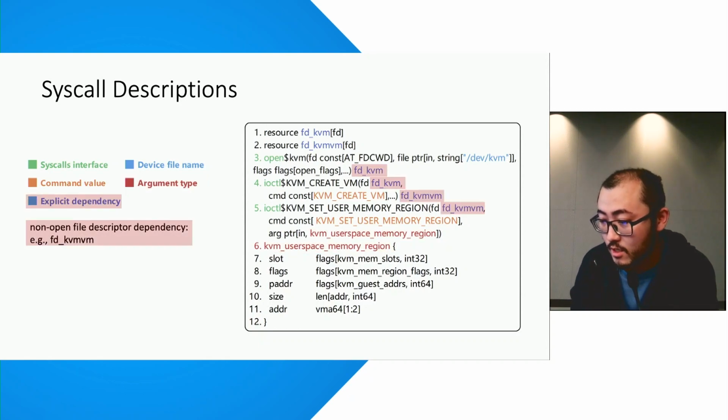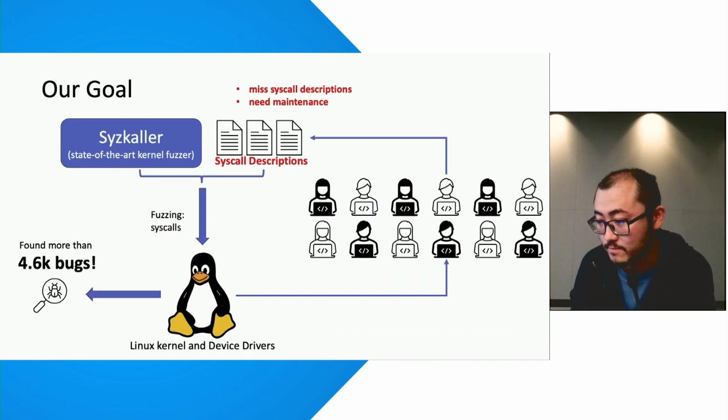The last one is the explicit dependency between those Syscalls, mainly involving the file descriptor being returned from one Syscall interface, for example, the return value of Syscall open, and used in another one, for example, the first argument of the IO control. So explicit dependency allows Syzkaller to generate valid test cases. Note that the file descriptor can also be returned by Syscall IO control for those complex device drivers. We refer to such dependencies specifically as non-open file descriptor dependency.